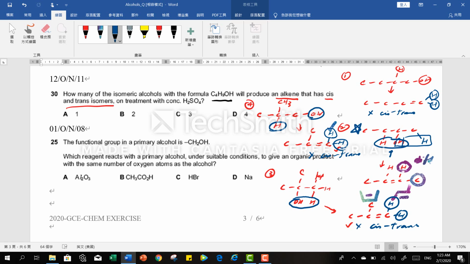So after drawing all the isomers of C4H9OH, we only have one structure, that is this one, the butan-2-ol, that can form an alkene, butene, that can exhibit cis-trans. So obviously the answer is 1.